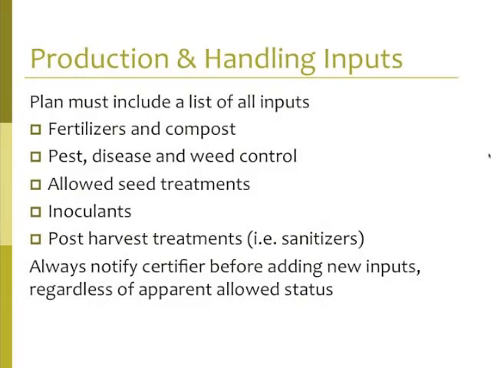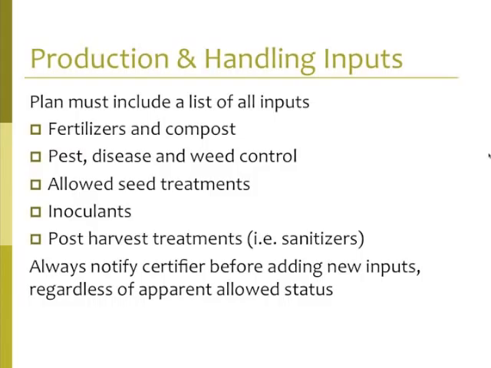All right, moving along, past production and handling practices, the next topic that needs to be covered in your organic system plan is inputs. The organic system plan needs to list all production and handling inputs because your certifier needs to make sure that only allowed substances are in use. This includes fertilizers, compost, pest, disease, or weed control, seed treatments, inoculants, greenhouse production media, and post-harvest sanitizers, or even materials that would be used during crop storage as applicable.